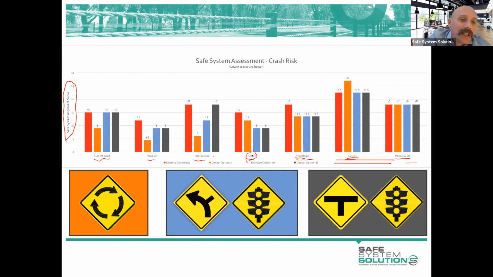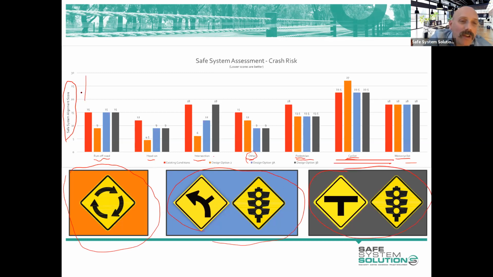And then what you can see here is, well, this is just trying to represent three options that were presented, so designs. There was a roundabout that they were proposing. There was a modified sort of T intersection with traffic signals, and a T intersection with traffic signals.